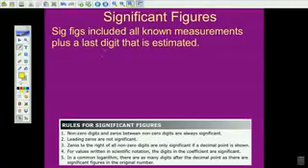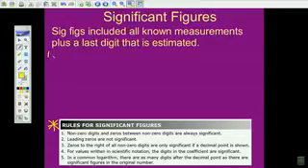Alright, significant figures. Significant figures include all known measurements plus a last digit that is estimated, and this is how we're going to report our precision in the lab. Now you have your rules for your significant figures in your reference chart, so they're always in the back of your book, and you will have this chart on the EOC exam. So as long as you know how to interpret these rules, you'll be good. So let's look at them.